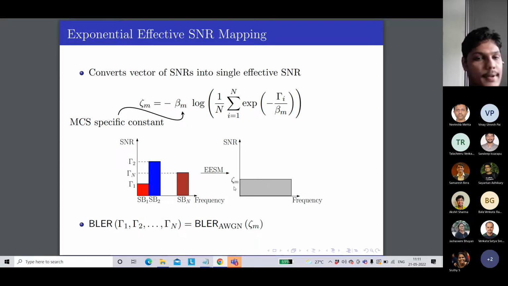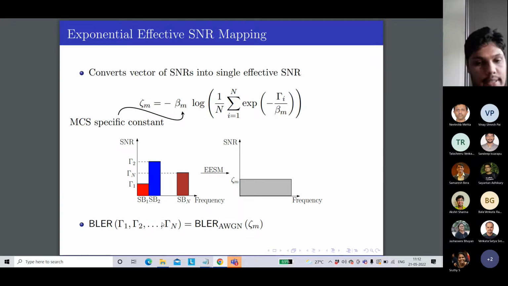So how do we interpret this effective SNR? It can be interpreted as follows. The effective SNR is an equivalent SNR in an AWGN channel that results in the same BLER as in the frequency selective fading channel. Therefore, now we have converted this problem of vector SNRs into a scalar SNR. So this is how the MCS selection is done for both flat fading and frequency selective fading scenarios.